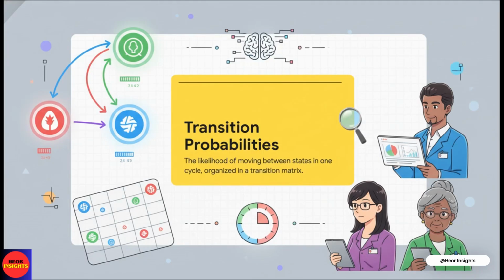And the third and final core component is transition probabilities. These are the engines of the model. They define the chance of a patient moving from any one state to any other state during a single cycle. We organize these in a grid called a transition matrix, and the key rule is that for any starting state, the probabilities of all possible moves, including staying put, must add up to exactly 1.